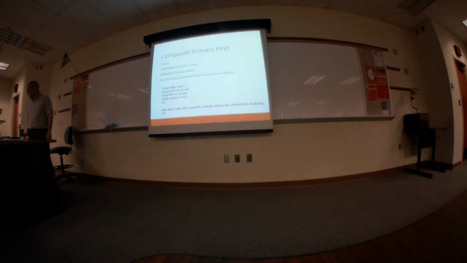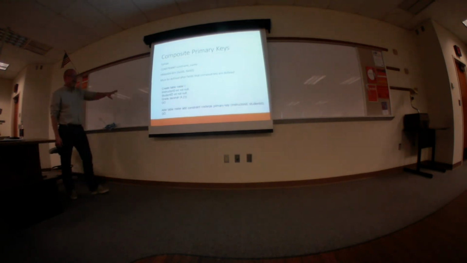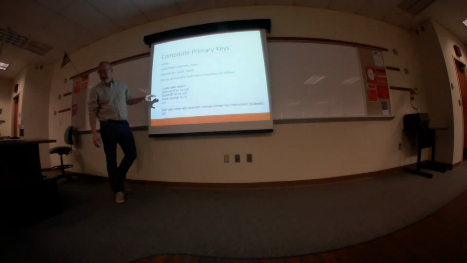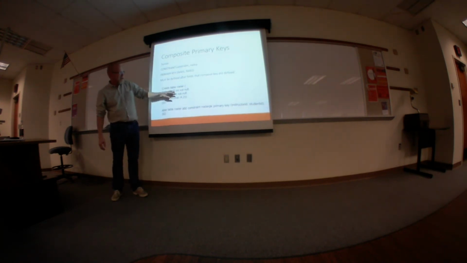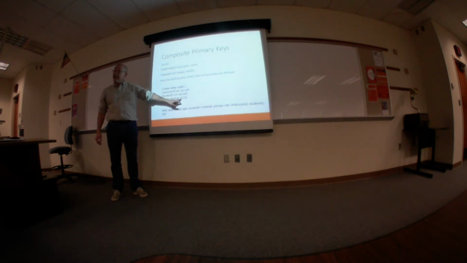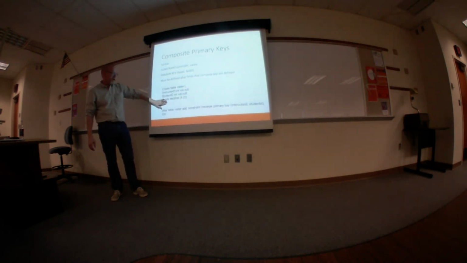You have to do it this way for a composite primary key, though. Create table roster, instructor ID int, not null. And I have to say not null, or it's not going to let me turn it into a primary key. Student ID int, not null, grade decimal 4, 2. So the grade can go up to 99.99. Semicolon, go. Too many goes in here.